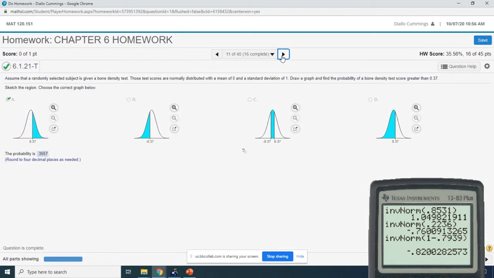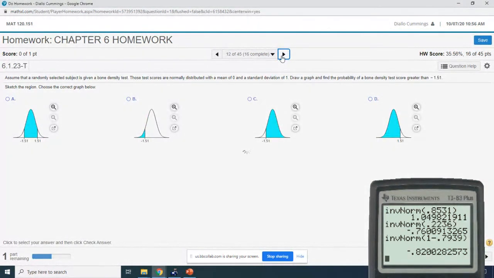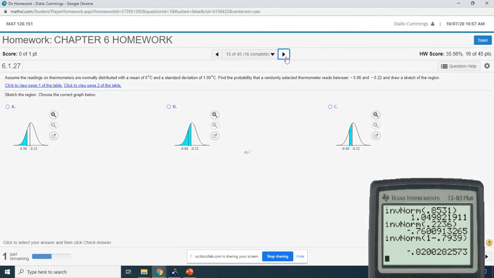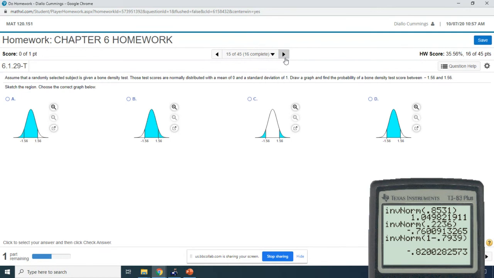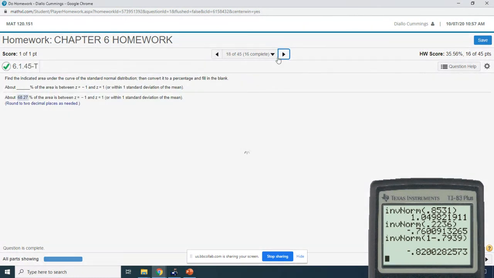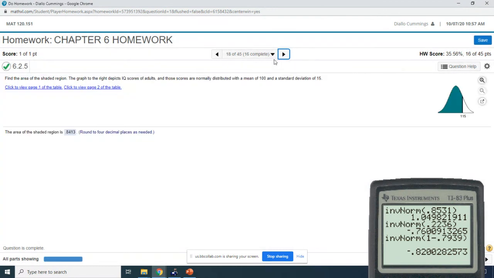Okay, for the last problem, I believe we'll take a look at how we actually calculate a z-score from a non-standard normal. All of these problems I'm thumbing through are similar to either finding the area using that normal CDF or finding the z-score using that inverse normal.